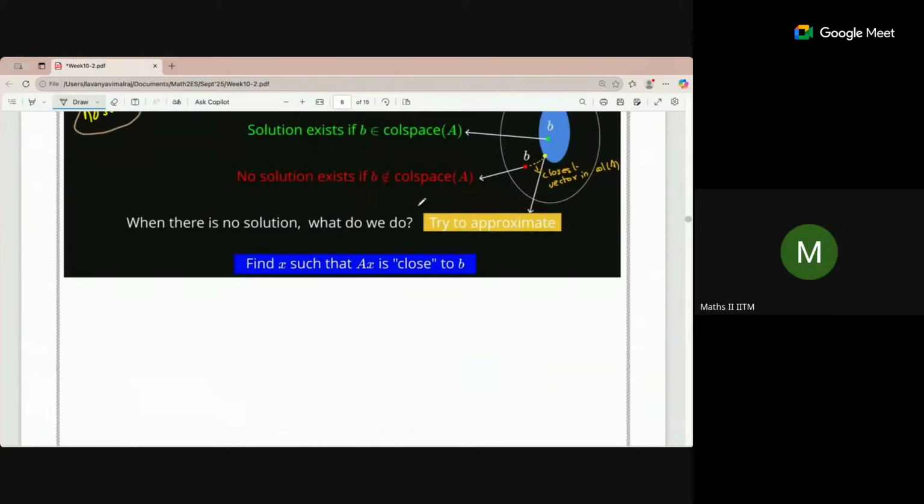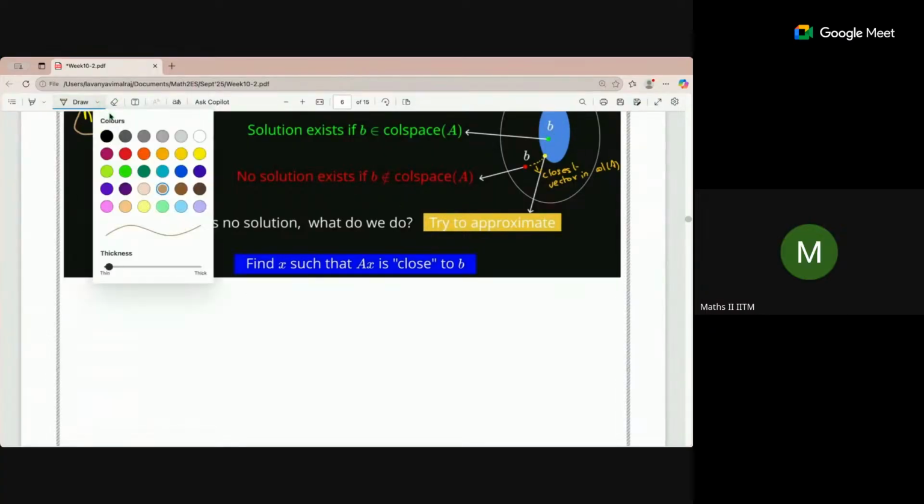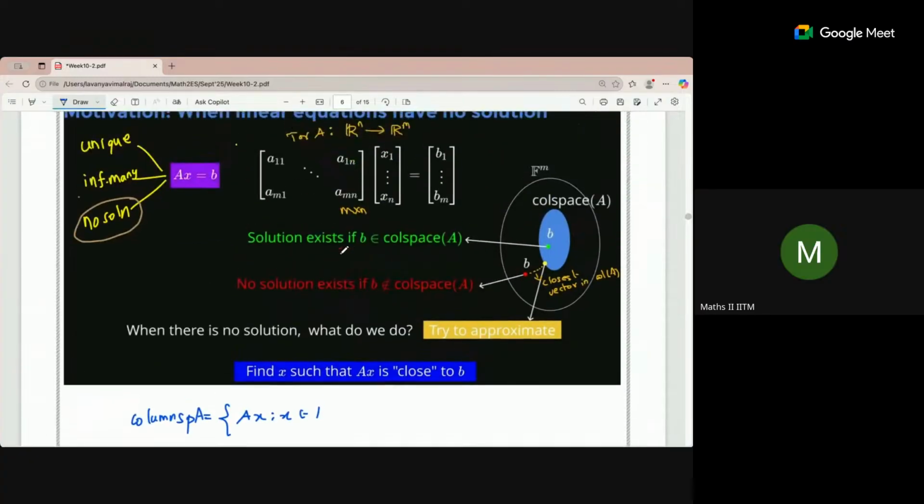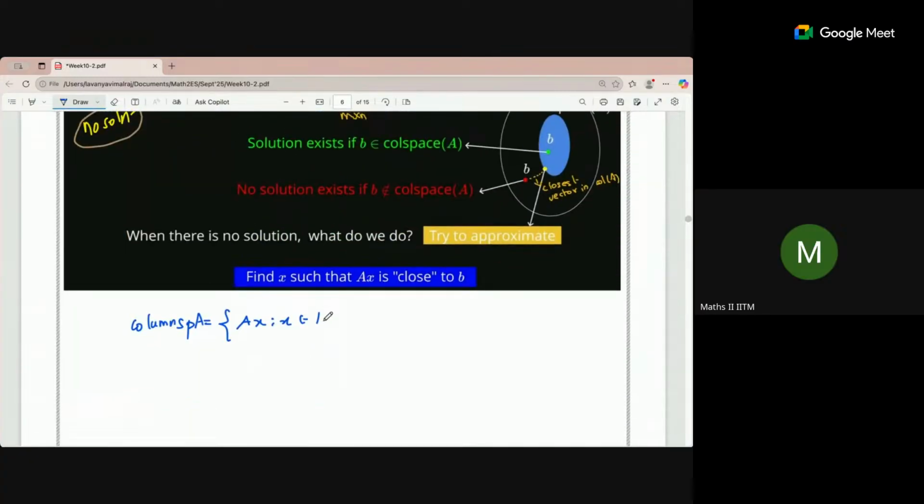So the first thing is, what are we looking for? We want the distance between this b and some point here to be very small. How do the points in the column space look? How can we represent the elements in the column space? It is the set of all Ax such that x is in Rn. Here the domain is Rn, right? So these are the set of all vectors in the column space.